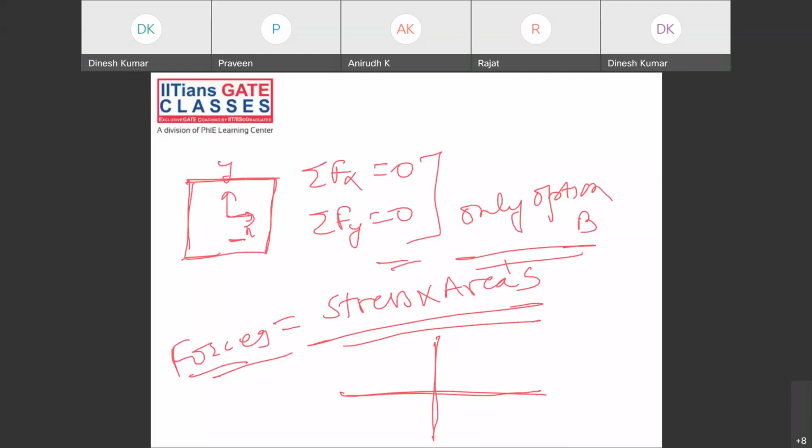Now if I say it is rotated clockwise, how will my coordinates look? If it is rotated clockwise, you have to rotate like this. So this will be my positive coordinate, and the corresponding positive coordinate will be this. So that's why you can see this is normal stress, and the corresponding positive shear stress is like that. So that's why option B is the only correct option.